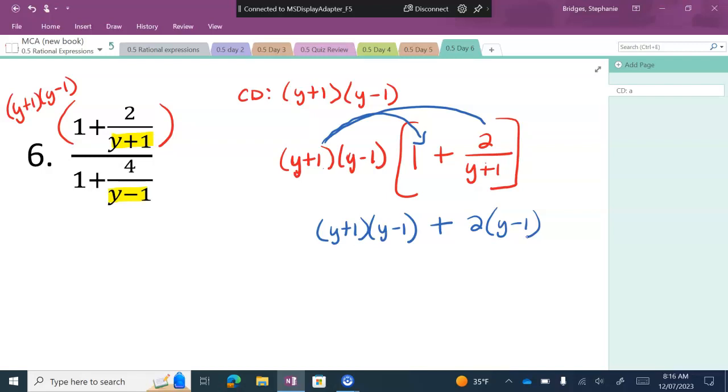I need to distribute. I need to multiply everything that needs to be multiplied so that I can then add those two parts together. What's the matter? Did I lose you? No. Okay. All right, let's do this.